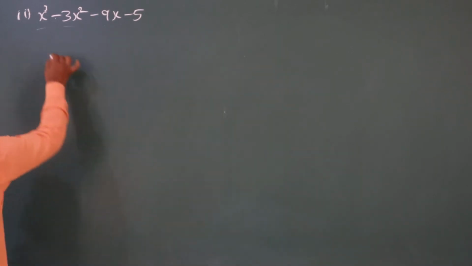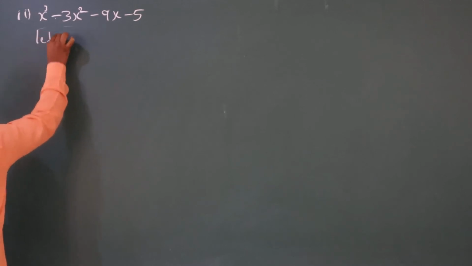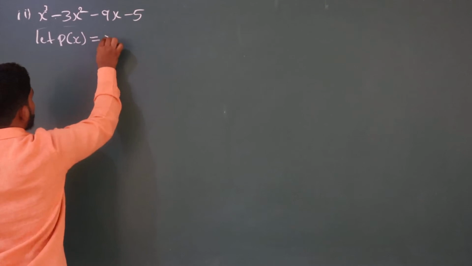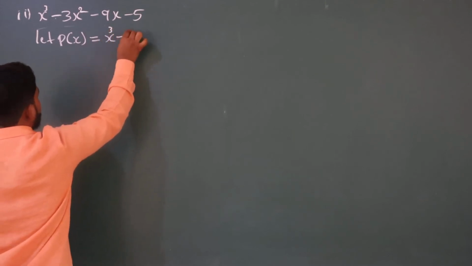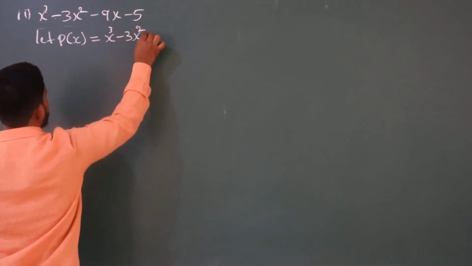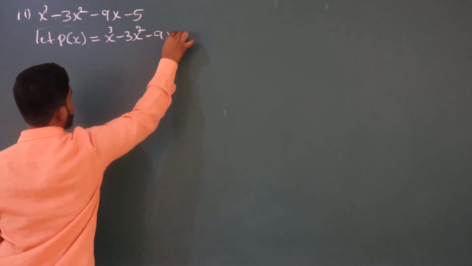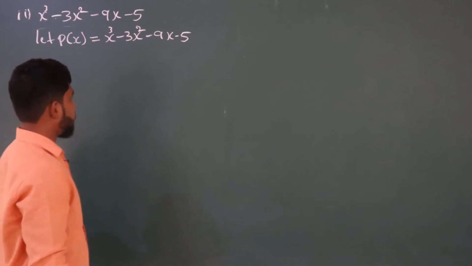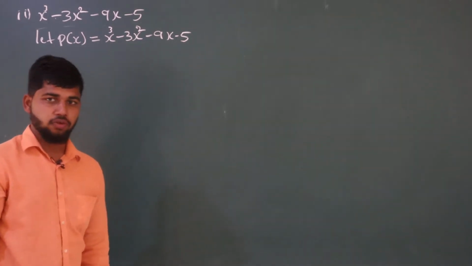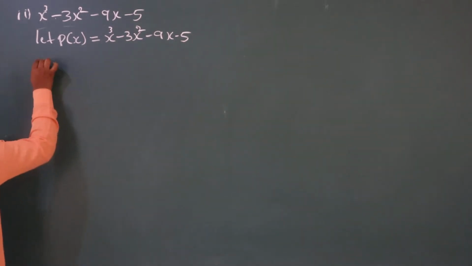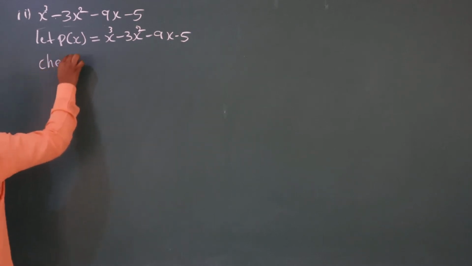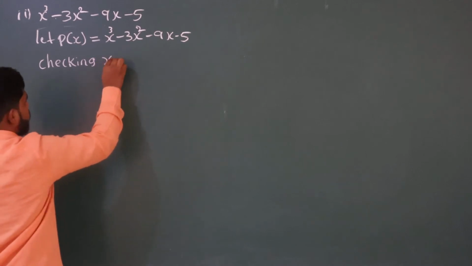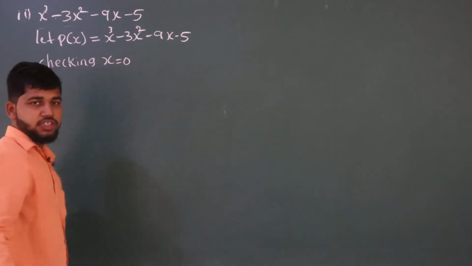Now, let p of x is equal to x cube minus 3x square minus 9x minus 5. Now checking x is equal to 0. First we are checking x is equal to 0.